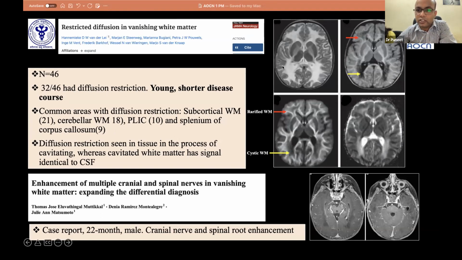We can see here on the T2 sequence that there is diffuse white matter involvement. The areas which have already undergone cystic degeneration are labeled with the yellow arrow, and they do not show any diffusion restriction, but the area which is still undergoing cavitation or rarefaction shows some diffusion restriction on the DWI images. In another case report of a 22-month-old child, they demonstrated cranial nerve root enhancement, and also spinal root enhancement in this child. So these can be some of the findings found in vanishing white matter disease.